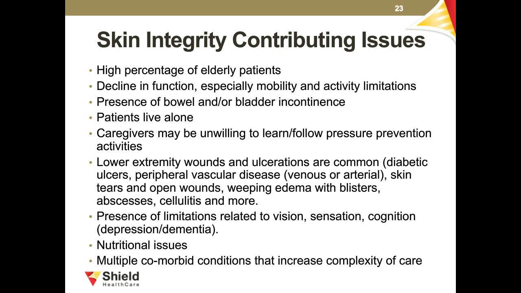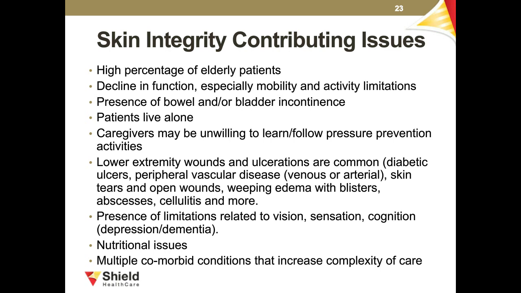Lower extremity wounds and ulcerations are so common, both in all of the post-acute care settings and as our population ages. Whether it's diabetic ulcers, peripheral vascular disease, either venous or arterial, skin tears, open wounds, weeping edema with blisters, abscesses, cellulitis, and so much more. All of these issues are patients that are seen in post-acute care as well as acute care. And then what happens? It certainly does take away from their ability to be resistant to some of the skin breakdown issues. The presence of limitations related to vision, sensation, cognition, depression, dementia.